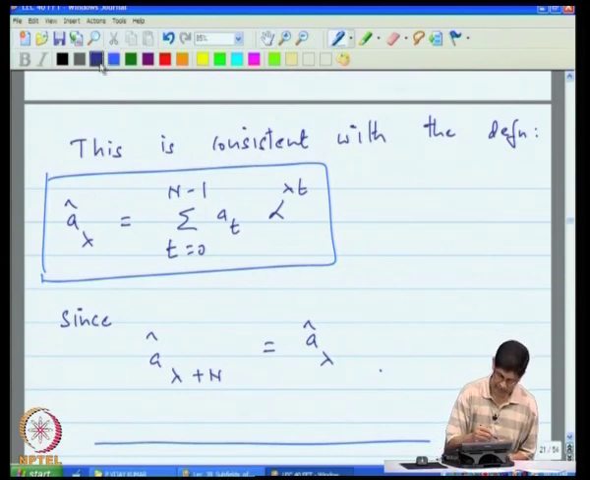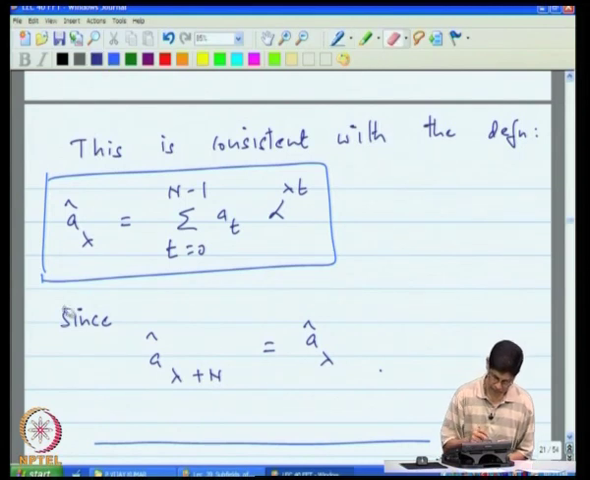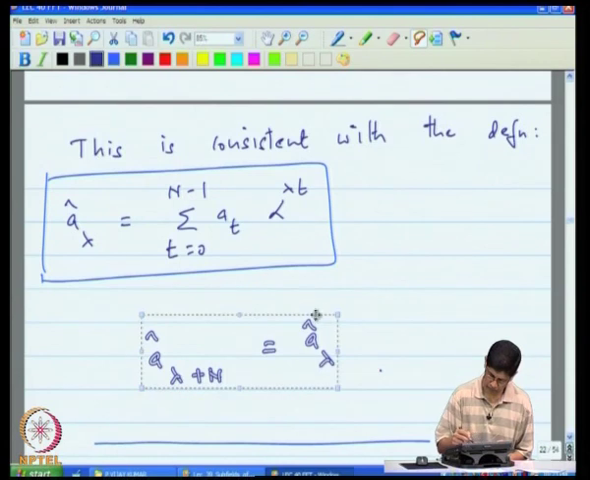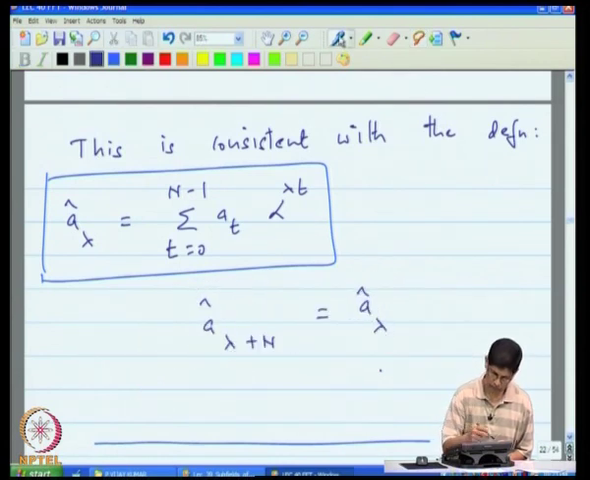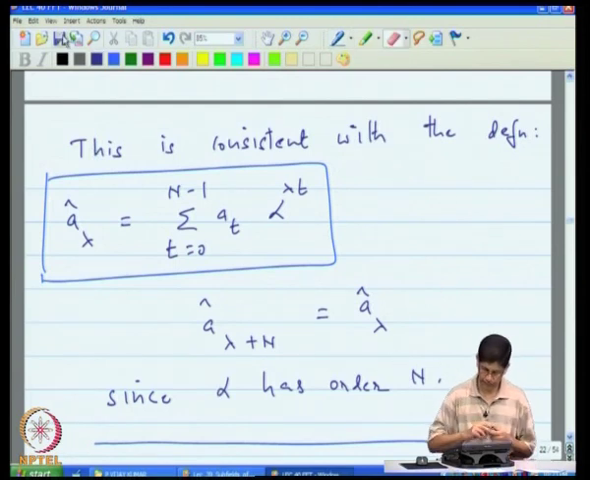So, maybe I should just add, let me reword this slightly: since alpha has order n.